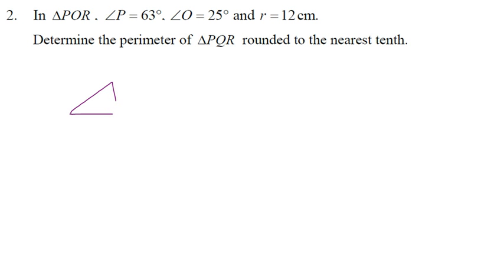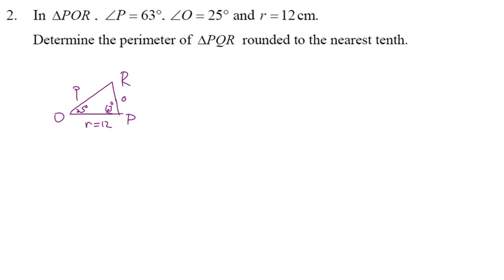P-O-R. Okay, so this is little p, this is little o, this is little r. Angle P is 63 degrees, angle O is 25 degrees. If I wanted angle R, I could get it. And little r is 12 centimeters. As a matter of fact, I need it, because I need a known pair. My known pair is going to have to be little r and angle R. We don't have it, but we're going to calculate it, right?